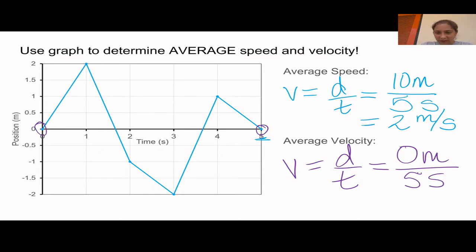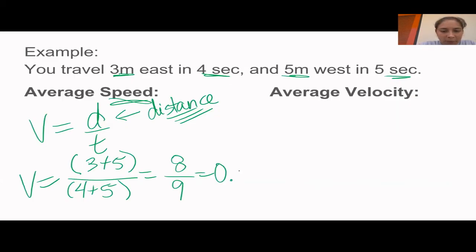Well, 0 divided by anything is, of course, 0 meters per second. So does this mean that I didn't go anywhere? Just like with distance and displacement? No, it does mean I went somewhere. It just means that my start and my end were at exactly the same spot. And so my total displacement was still 0. This was meters, this was seconds. So meters per second.